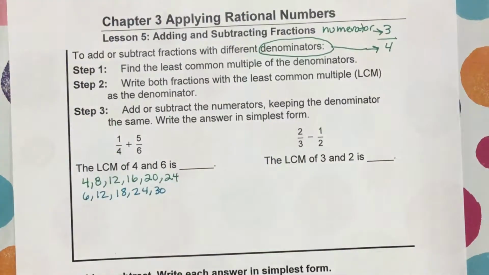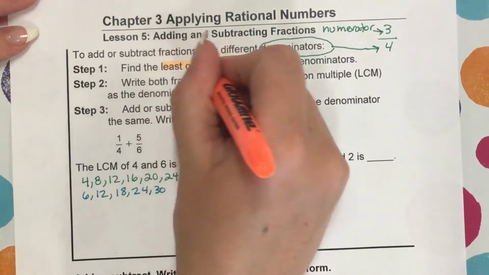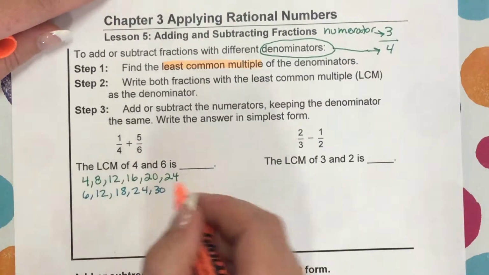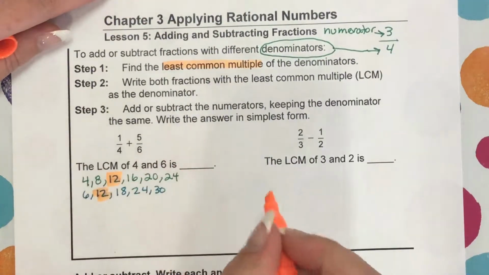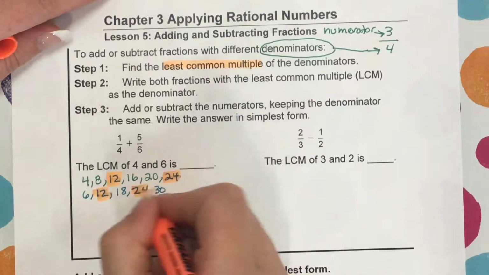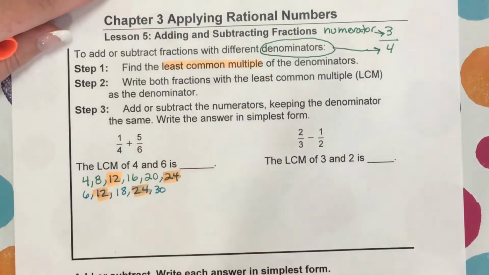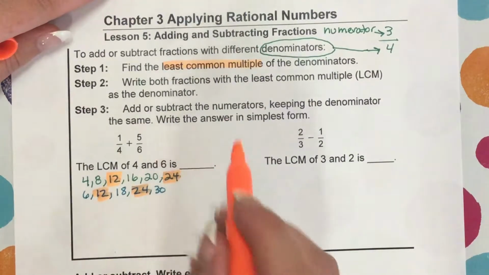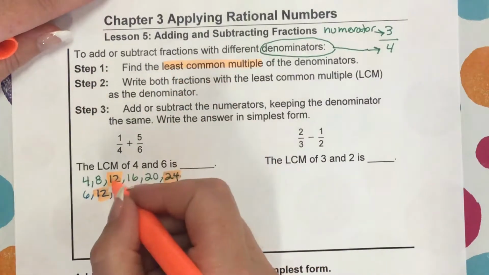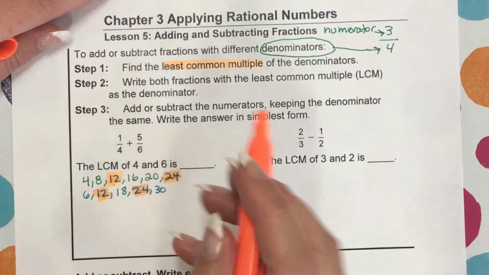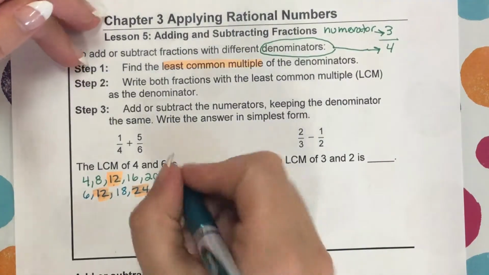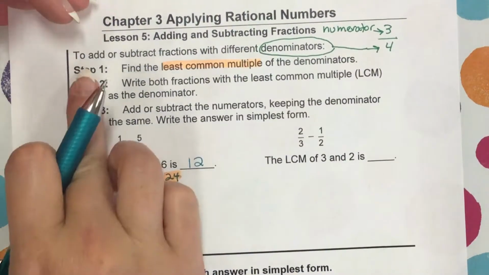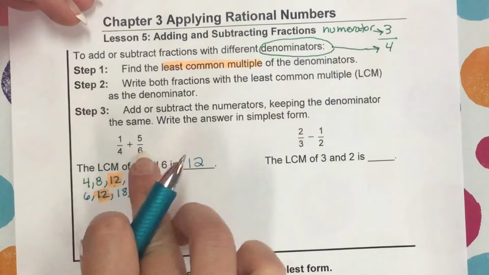So the least common multiple, these are multiples. The common ones, so if I look at both of these lists of numbers, I see that they both have a 12. And they also both have a 24. And if we kept going, there would be more, okay? And those are called common multiples. They have those multiples in common, and what we want is the least common. So the least common multiple between 4 and 6 would be 12 because it is the smallest. So the LCM of 4 and 6 is 12. All right, so step number 1, find the least common multiple of the denominators.